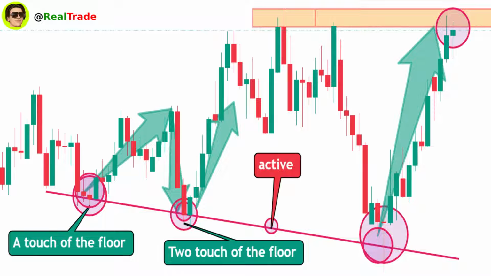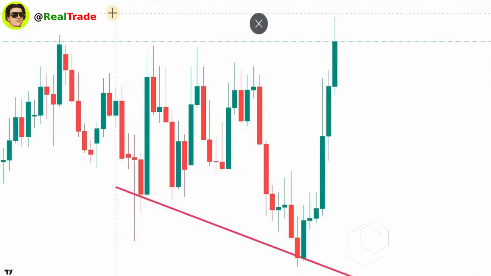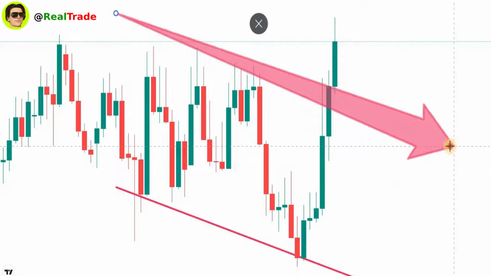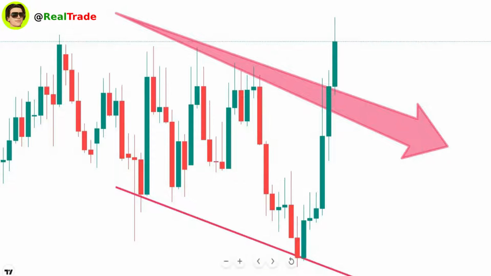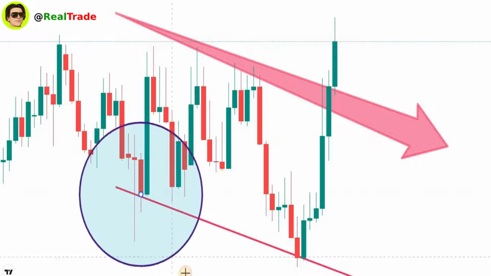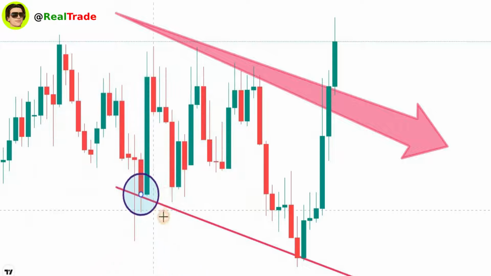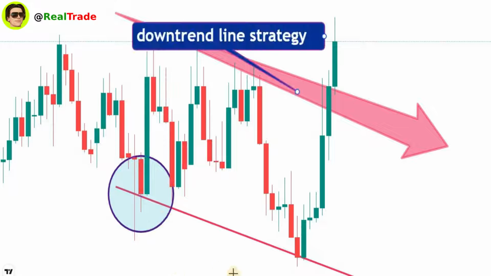Let's go to the chart. Please focus on the chart. Please look at the chart and practice. Look at here. Downtrend line strategy. Downtrend line strategy, yes.